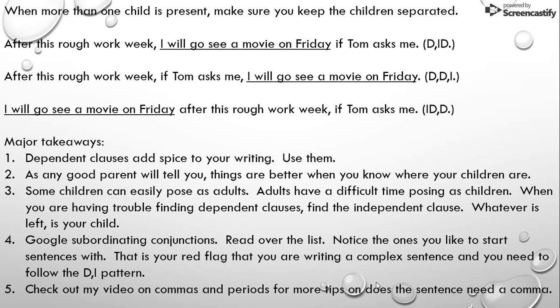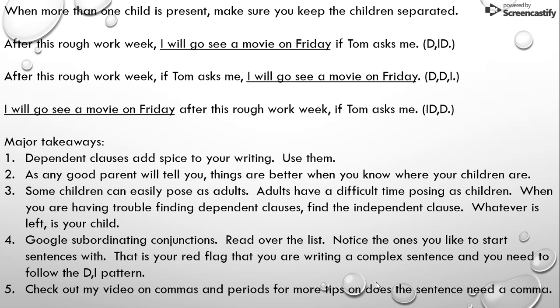So let's talk about what to do now when there's more than one child in your sentence. The first thing we have to do is make sure that your children are separated. And there are three different ways that you can separate the children. You see here in the first example, I'm going to start the sentence with a dependent clause, after this rough work week. I'm going to separate that child from my independent clause, I will go see a movie on Friday. So right now I'm writing in this D comma I pattern.